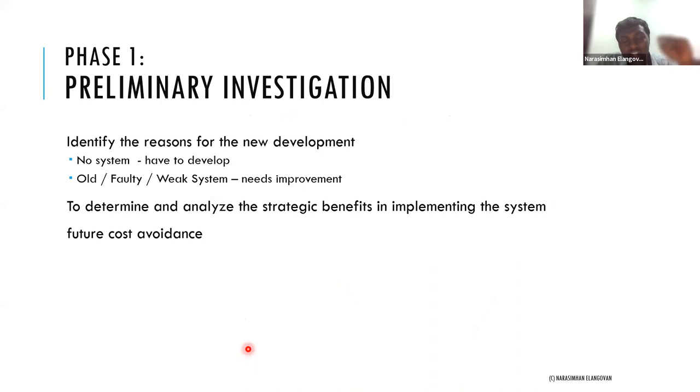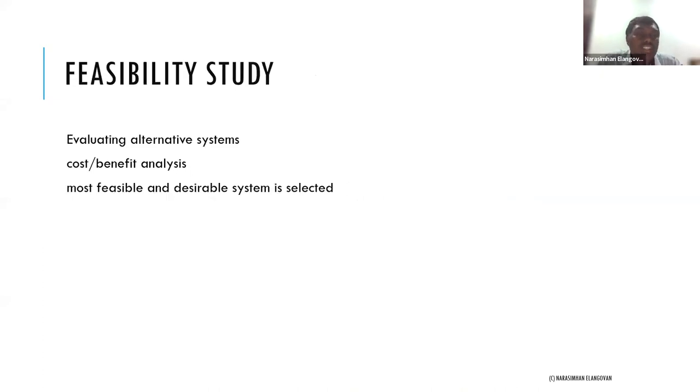What do you do? As I said, you don't have a system you want to develop, or you have an old or a faulty system, therefore it requires improvisation. So it is to determine or analyze the strategic benefits to implement a system so that you avoid a future cost. Normally you do what is called a feasibility study. What is a feasibility study? Evaluation of alternatives, cost benefit analysis, etc.